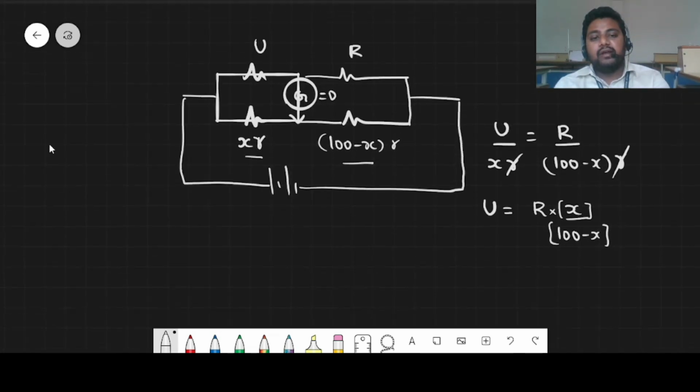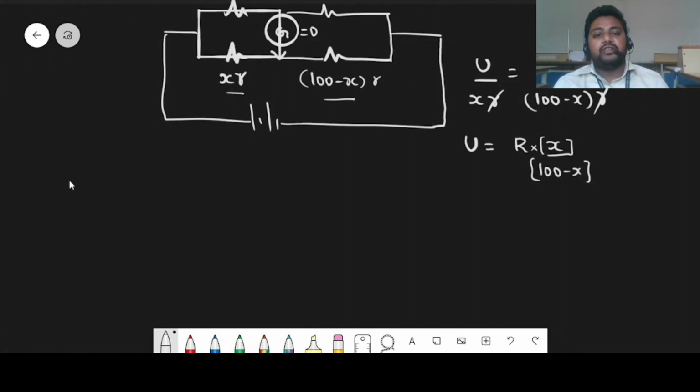Thus, by using the principle of the Wheatstone bridge condition, we can find the unknown resistance by using this device, the meter bridge. So the unknown resistance can be written as R into X divided by 100 minus X. This is the general formula of it.